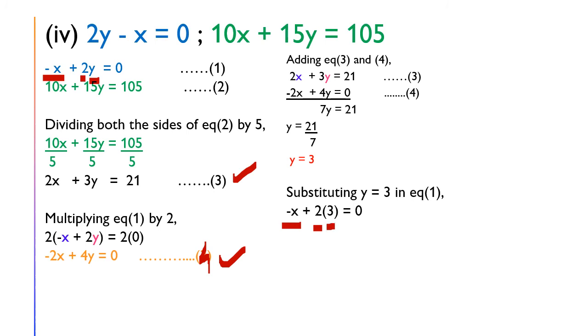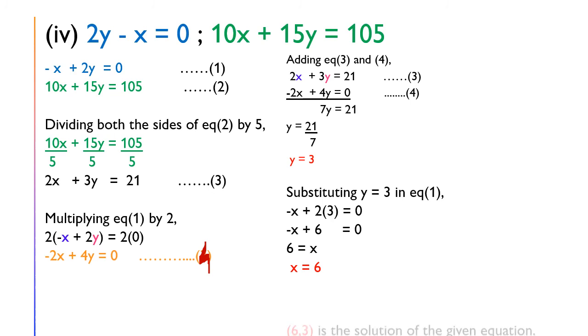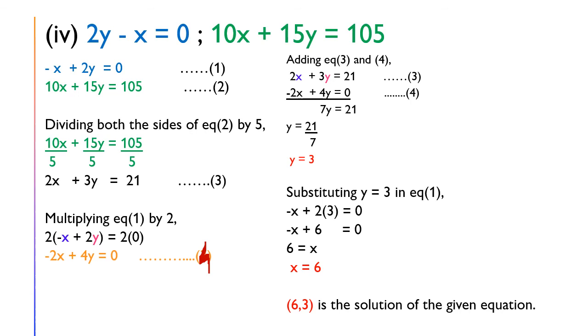Okay, so now when we do this, what are we going to get? Minus x plus 2 into 3 is equal to 0. So 2 3s will be 6. Okay, so minus x plus 6 is equal to 0. So 6 is equal to, minus x will go on the other side. When minus x comes here, it will become plus x. Yes, and therefore 6 will be equal to x. So x is equal to 6. So we'll write this in the form of brackets, writing the value of x first. So 6 comma 3 is the solution of the given equations.